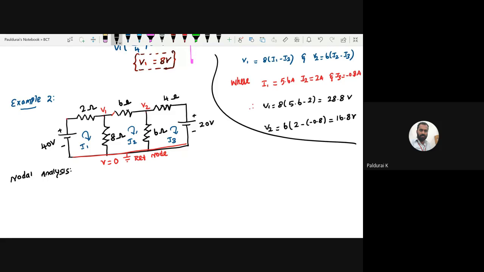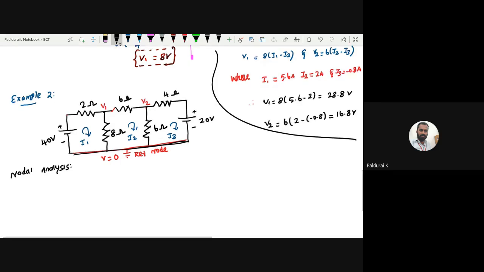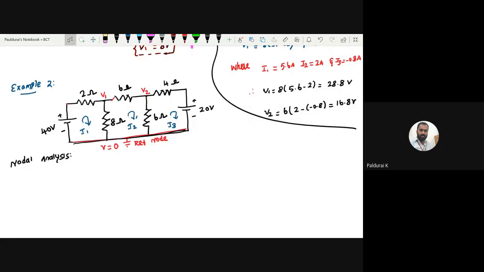Nodal, what is the very first step? You want to find the number of essential nodes. So already we found 3 essential nodes. Out of 3, you want to take any one as reference. Always take the bottom node as reference. So here there are two essential nodes other than the reference. So this time you want to develop 2 equations, and if you solve the 2 equations, you will end up with V1 equal to 28.8 and V2 equal to 16.8. Okay, that we will discuss.